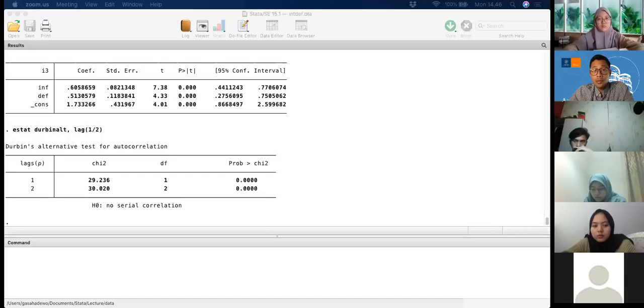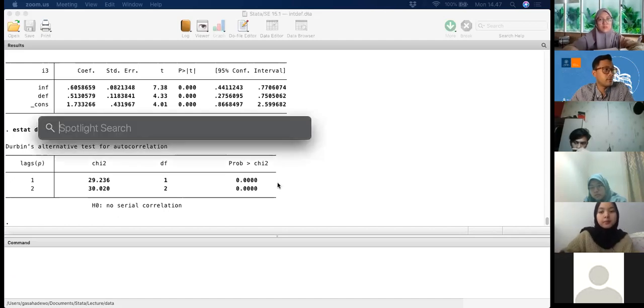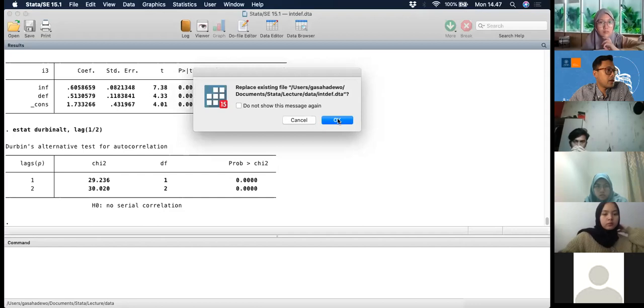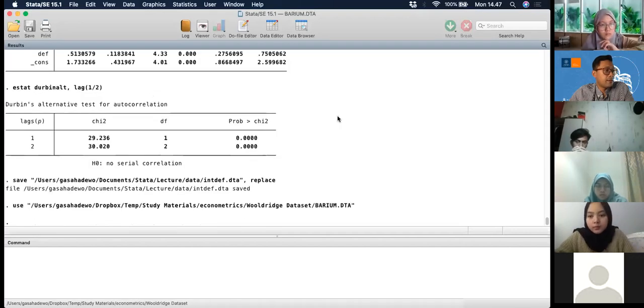Now, for this particular exercise, we're going to use a different data set. For this example, we're going to use the barium data. So let me find the barium data in the data set. Okay, and so we have the barium data.